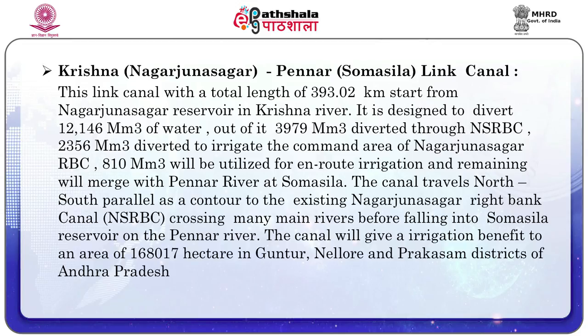Krishna-Nagarjuna Sagar-Pennar-Somasila link canal. The proposed link canal, having a total length of 393.02 km, starts from the Nagarjuna Sagar reservoir on the Krishna River. The link canal is designed to divert 1,246 million cubic meters of water. Out of it, 3,979 million cubic meters is diverted through NSRBC, 2,356 million cubic meters is diverted to irrigate the command area of Nagarjuna Sagar RBC, 810 million cubic meters will be utilized for en route irrigation, and the remainder will merge with the Pennar River at Somasila.